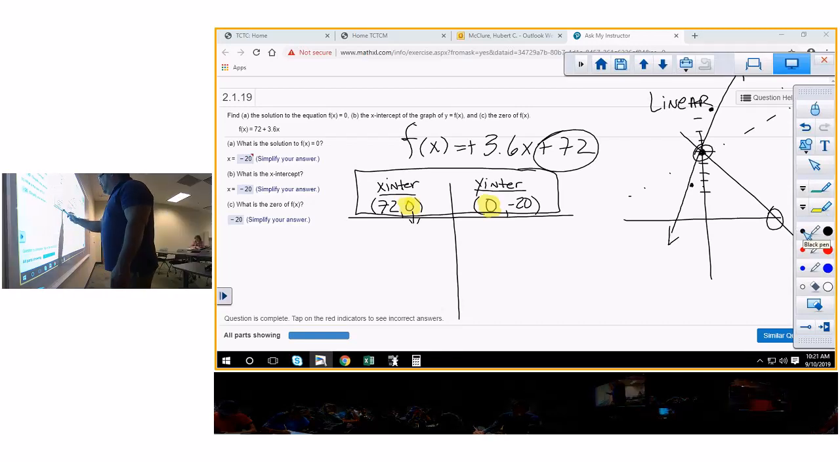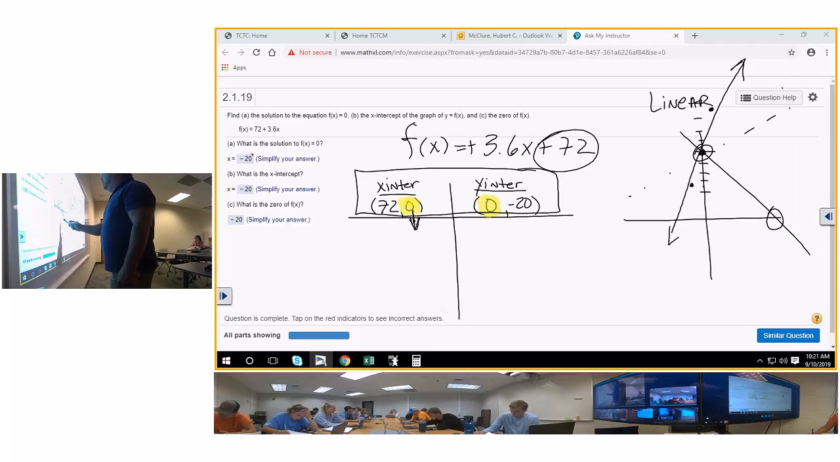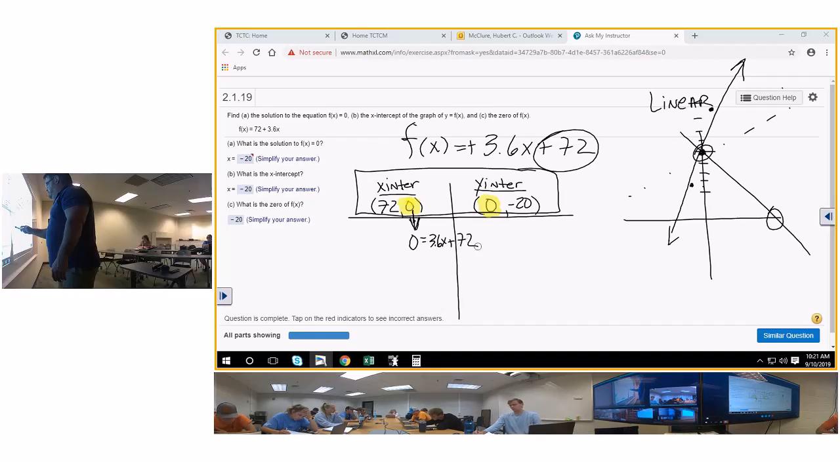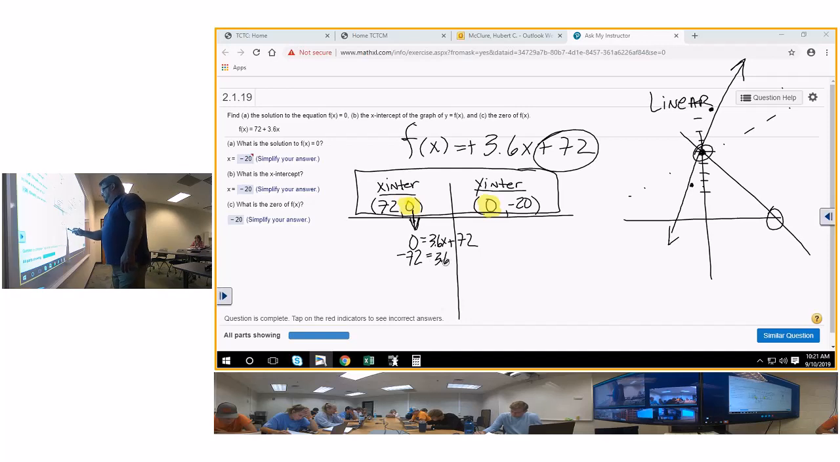So y is equal to 0. So you plug in 0 is equal to 3.6x plus 72, minus 72 equals 3.6x, negative 20. So the question is right. I just had a brain bubble and put everything the opposite.